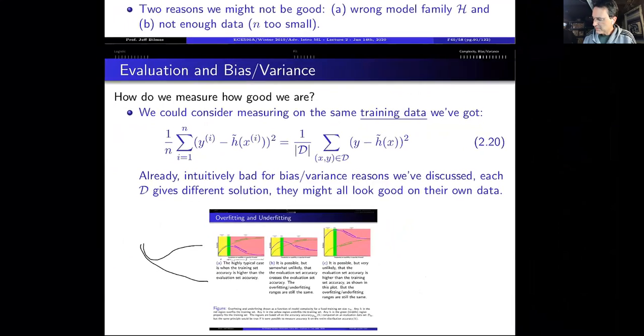And so, evaluating how well we're doing by computing the error on the training set, for reasons that we talked about in the overfitting and underfitting section, is a bad idea, because you're going to get a poor result, especially if you're in this regime, in the red region, you're going to get that overfitting problem.